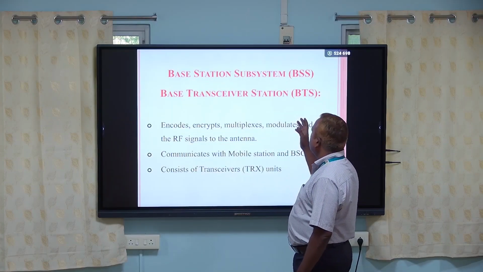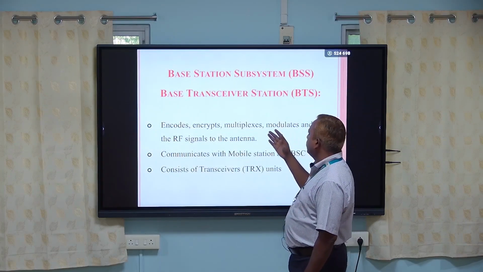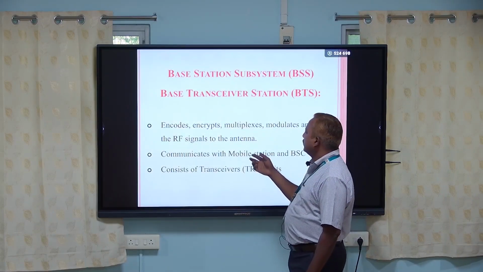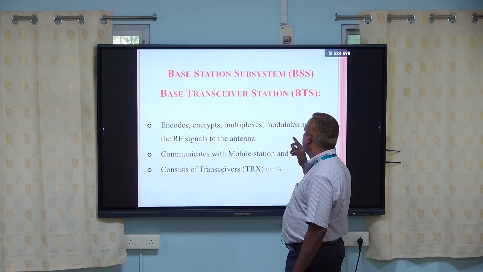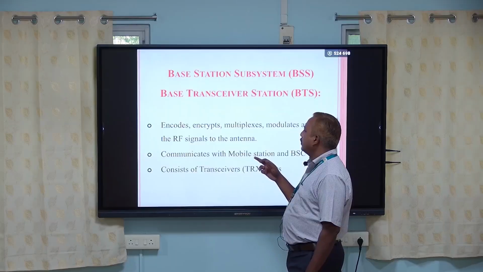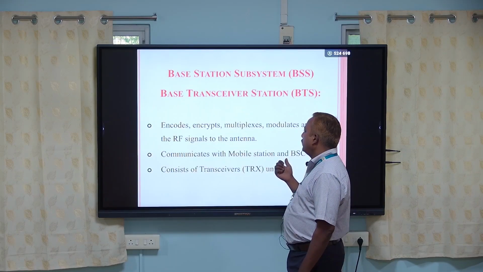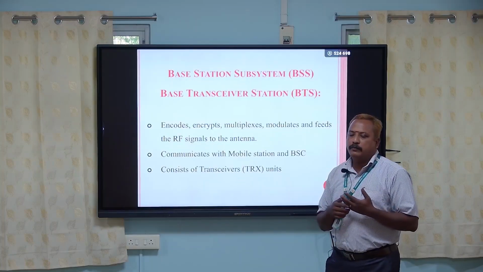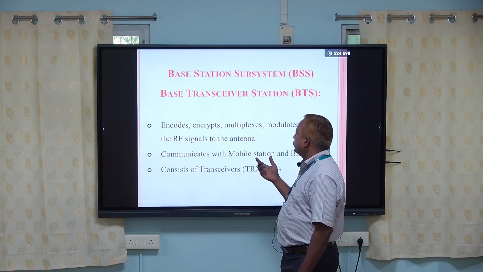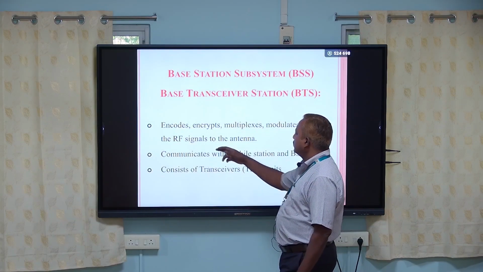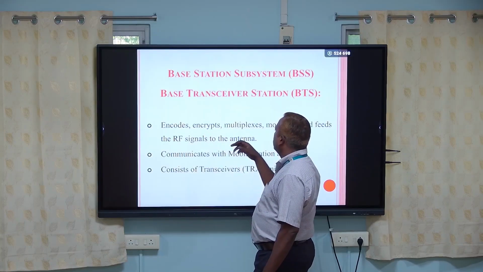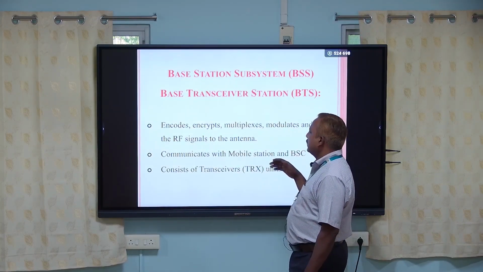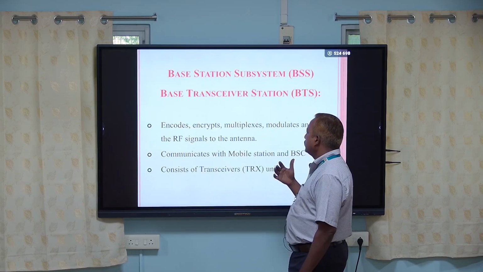And the base station subsystem, BSS, includes the BTS, that is the base transceiver station, that encodes, encrypts, multiplexes, modulates and feeds the RF signal to the antenna. So when we are using the mobile phone and talking, the voice is encoded, encrypted, multiplexed and sent through the RF signal. So this is the encrypted signal sent out.